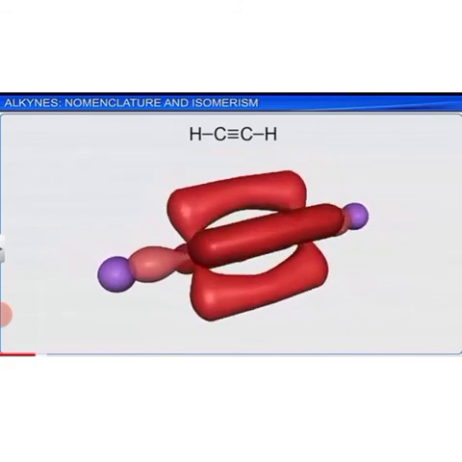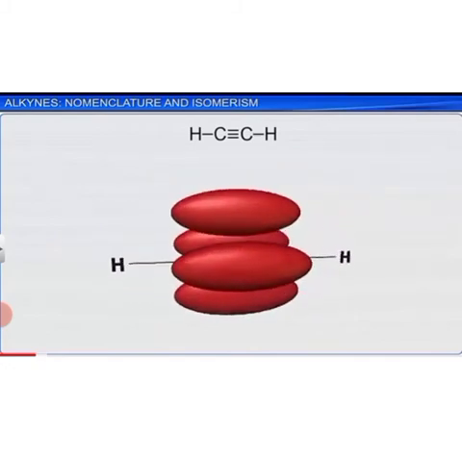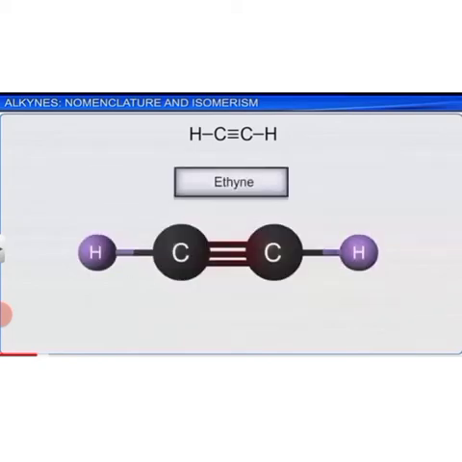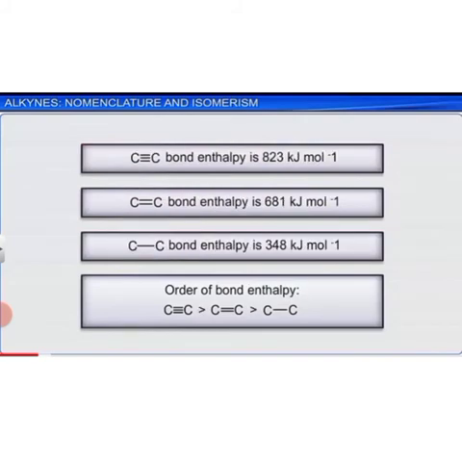The electron cloud between two carbon atoms is cylindrically symmetrical about the internuclear axis. Therefore, the shape of the ethyne molecule is linear. The carbon-carbon triple bond is shorter than the carbon-carbon double or single bond. As the triple bond is shorter, it is stronger compared to single and double bonds.